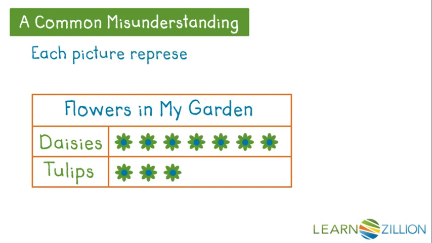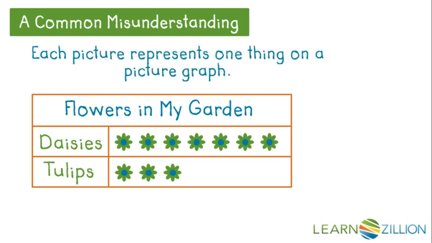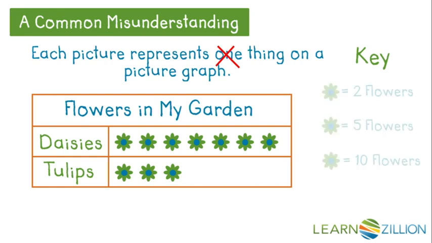A common mistake is that students assume that each picture represents only one thing. That is not true. Each picture on a picture graph could represent any number of things. You need to look closely at the key to see what each picture or symbol represents. For example, on this graph, one picture of a flower could represent 2, 5, or 10 actual flowers, depending on what the key looks like.